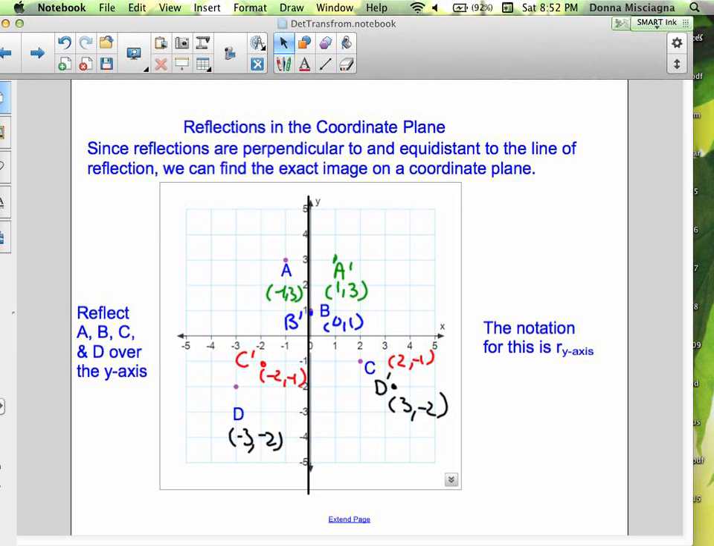So notice that just the x-coordinates change. Looks like D and D prime aren't in the right location from one another. That's just because D is so far away from D prime, from the point. But you can see the point there and there. So that is a reflection over the y-axis. Again, notice the notation there. Little r y-axis means reflection over the y-axis.